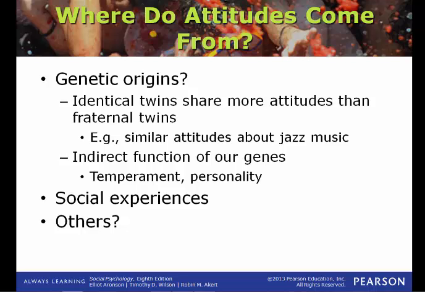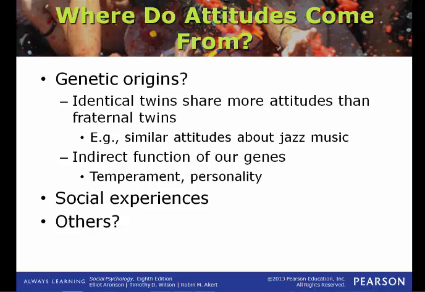So there is a nature aspect to attitudes. There seems to be some genetic link. It says identical twins share more attitudes than fraternal twins. So we know that identical twins share all of their genetic material, whereas fraternal twins only share half of the genetic material, just like any other sibling pair. And so here we see that individuals who are genetically more alike are more likely to have the same attitudes.